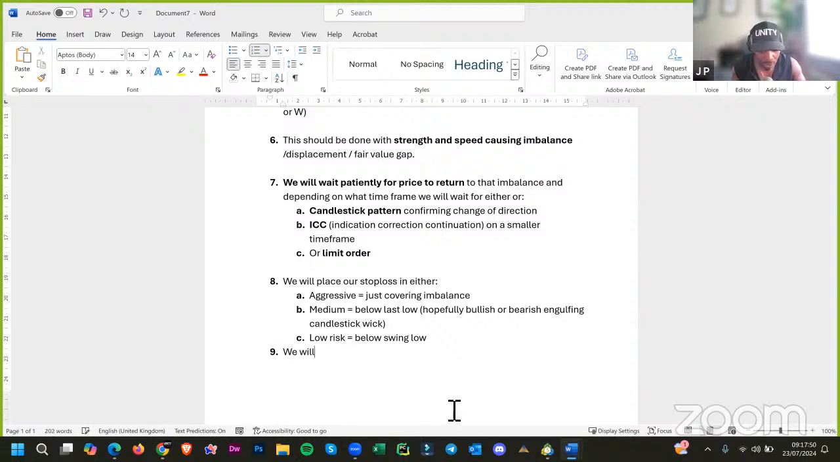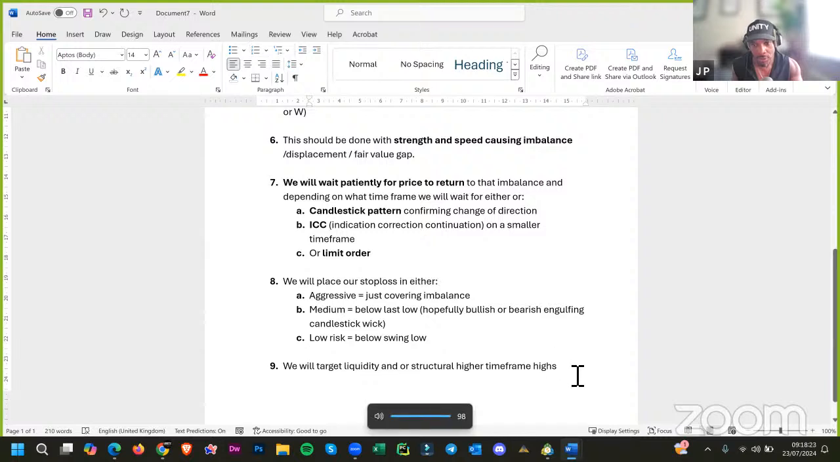We will target liquidity and/or structural higher time frame highs. We're not finished yet.